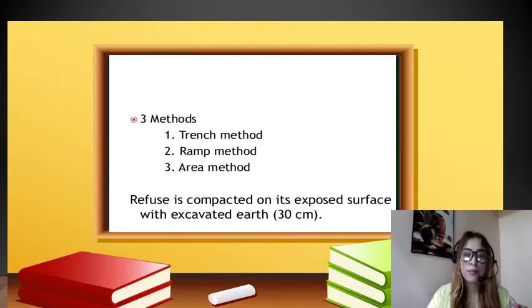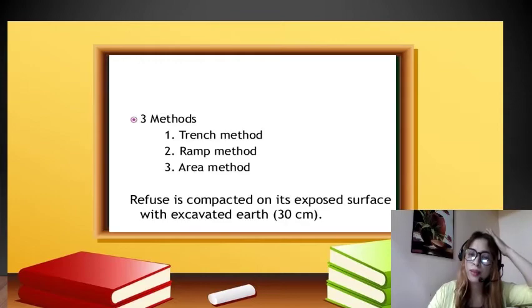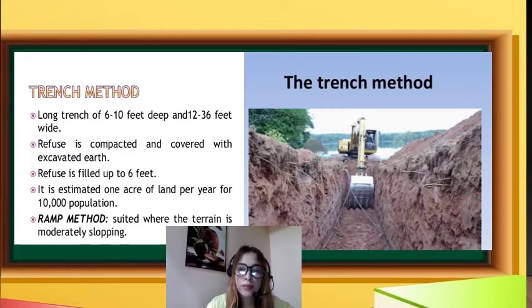Another method includes the trench method, the ramp method, and the area method. Here, refuse is compacted on the exposed surface with excavated earth, like 30 centimeters. Here is an example of the trench method, where they excavate the area 30 meters deep or maybe 12 to 36 feet wide.